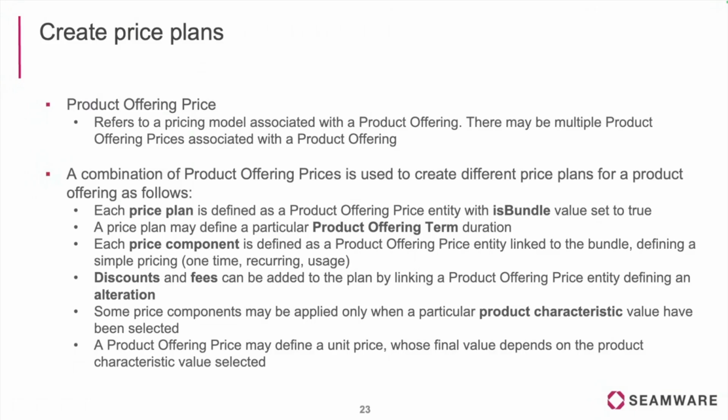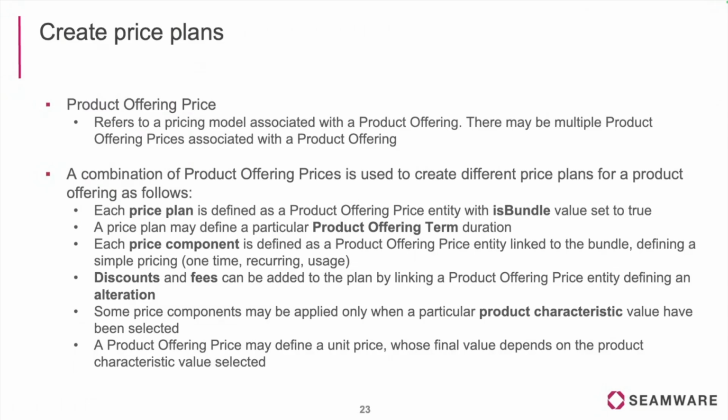And if you put all these price components together, linked into the price plan, you create the price plan. So you will have a global product offering price which has links to all the different price components. The combination of all of them create the price plan. What is important here is that each of these price components may be linked to a particular value of a product specification characteristic.